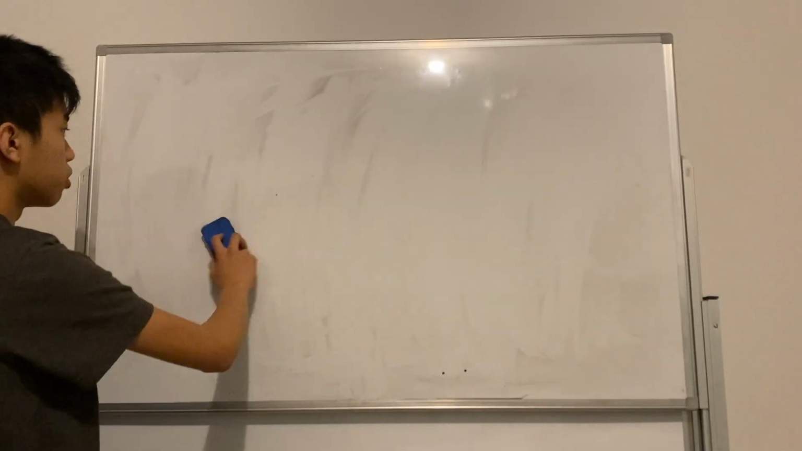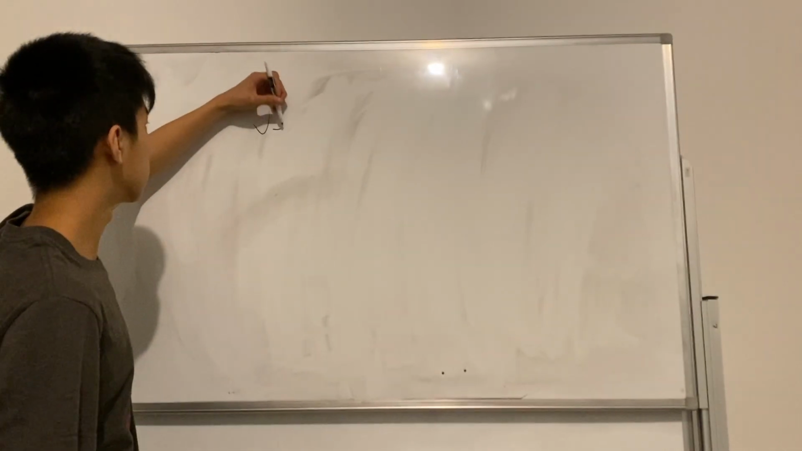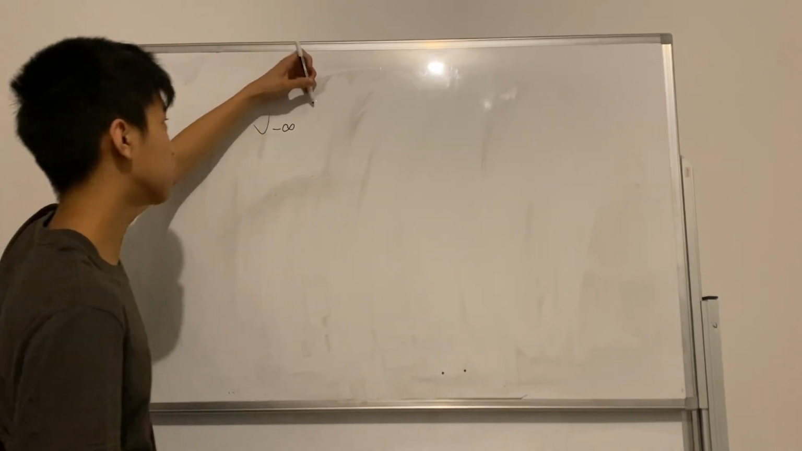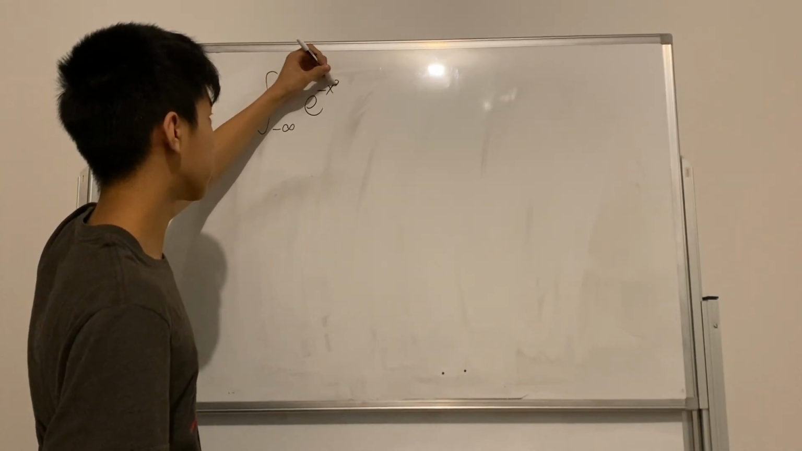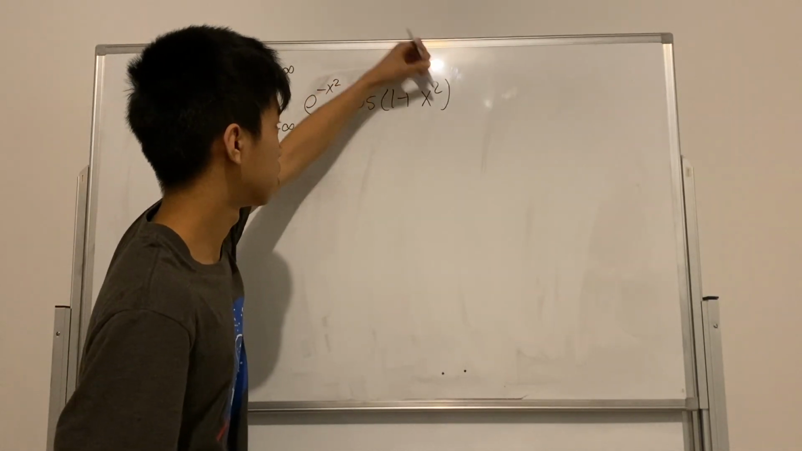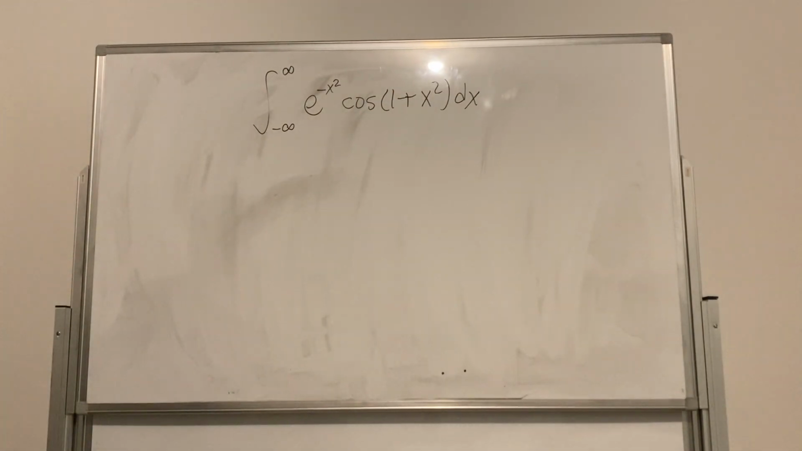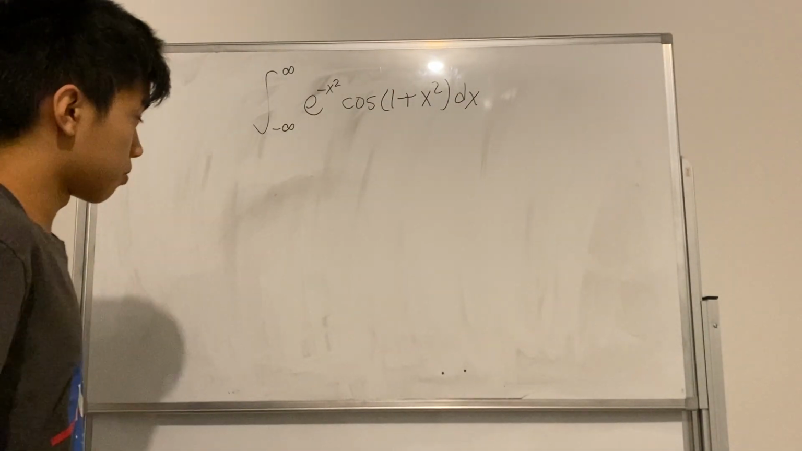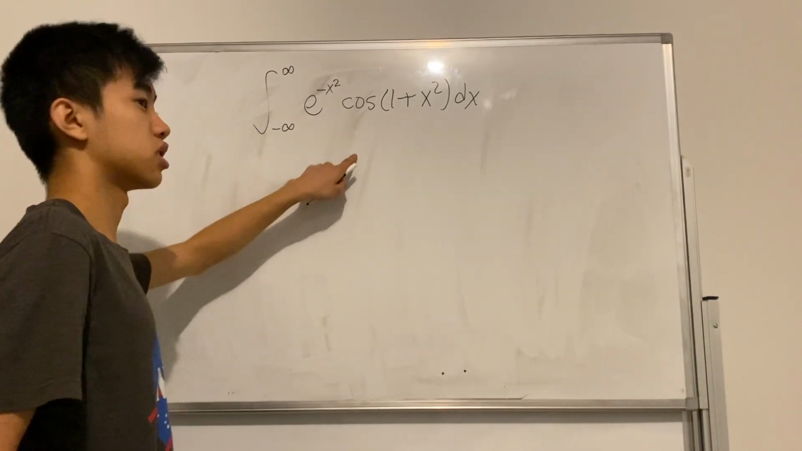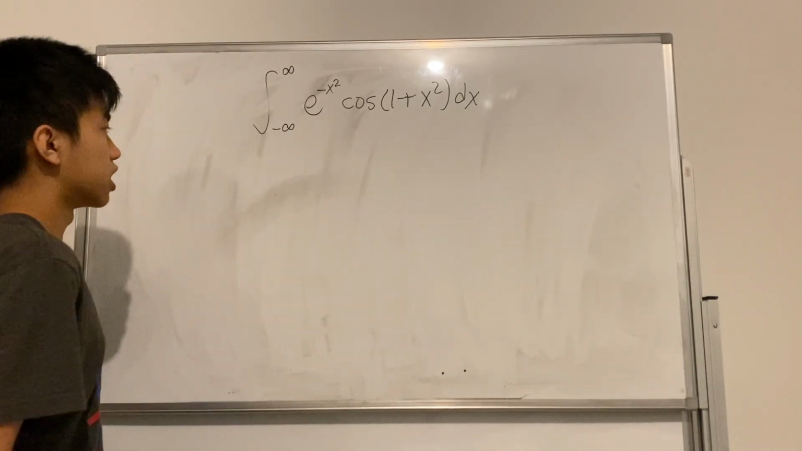Okay, YouTube, today we'll be covering another crazy integral, kind of. This time we are covering the integral from negative infinity to infinity of e to the negative x squared times cosine of 1 plus x squared dx. Before we start integrating this, we have to notice that this looks a bit complex, and we'll have to break it down.